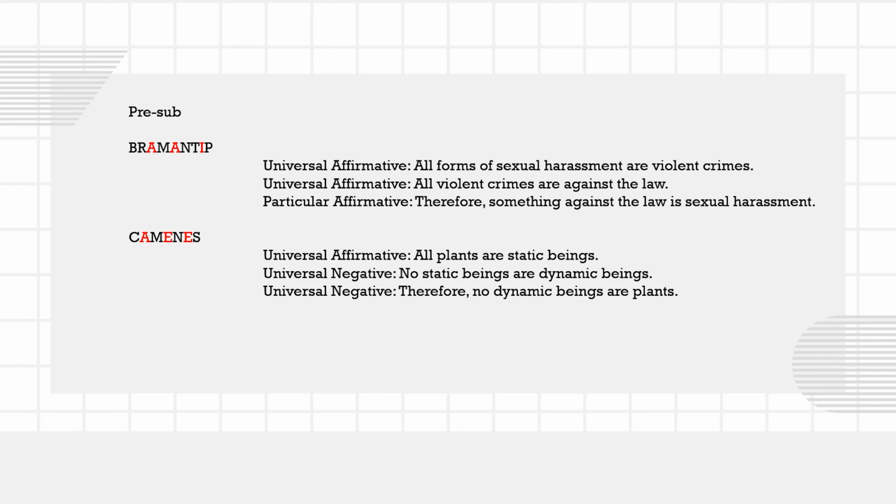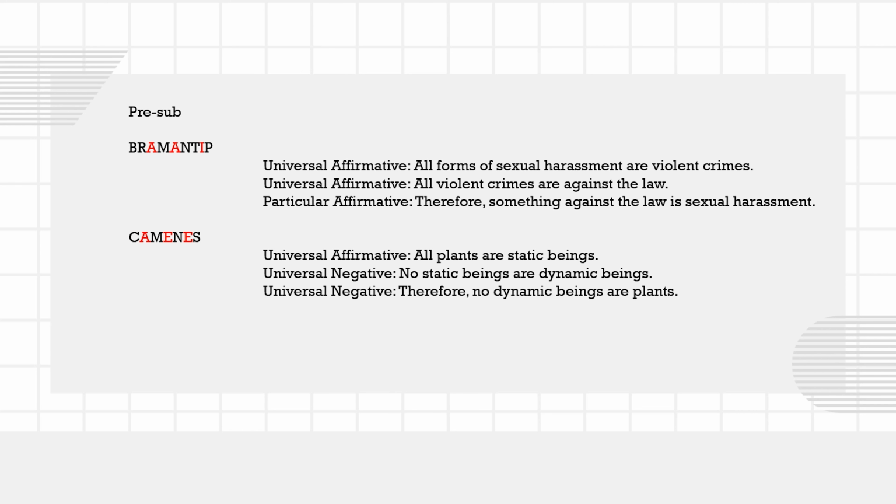The statement follows the Camenes syllogism, a valid form of categorical reasoning. It commences with a universal affirmative premise, asserting that all plants are static beings. It is followed by a universal negative premise, stating that no static beings are dynamic beings. The logical conclusion, therefore, no dynamic beings are plants, is a valid deduction based on the premises.